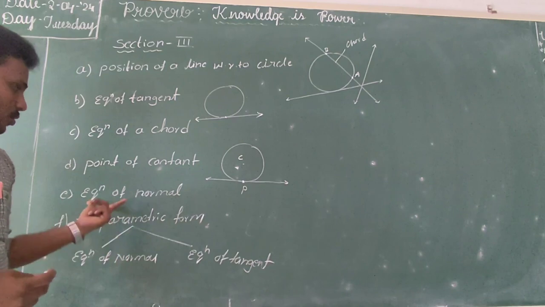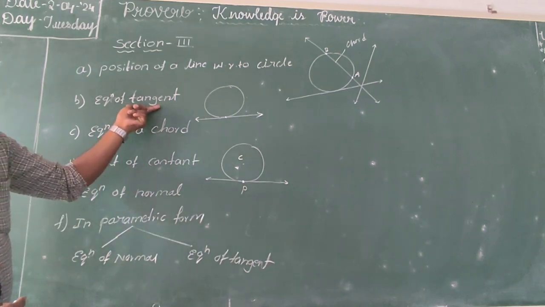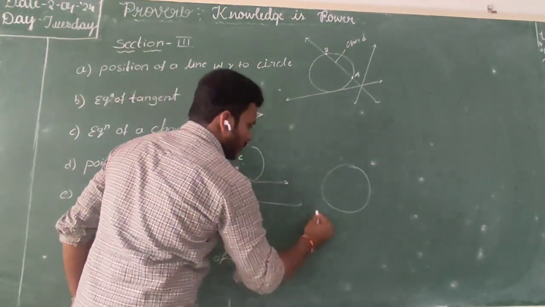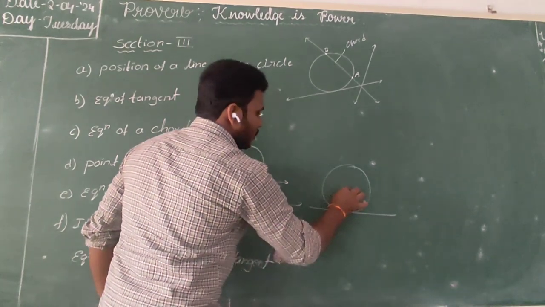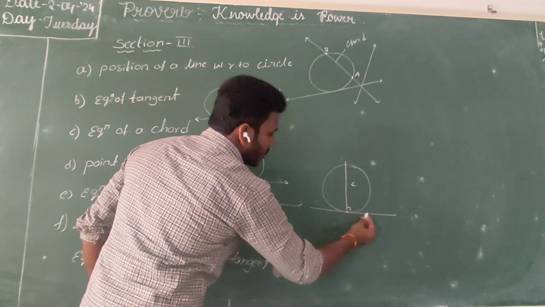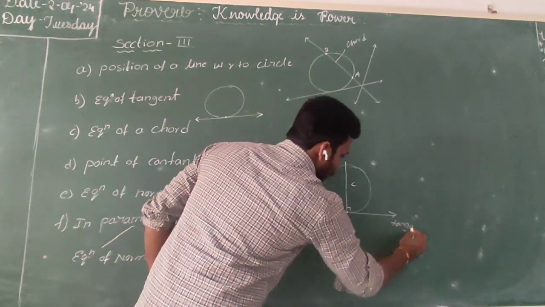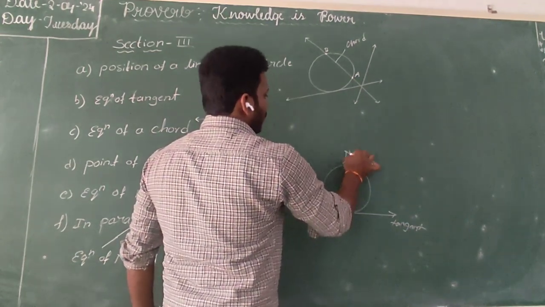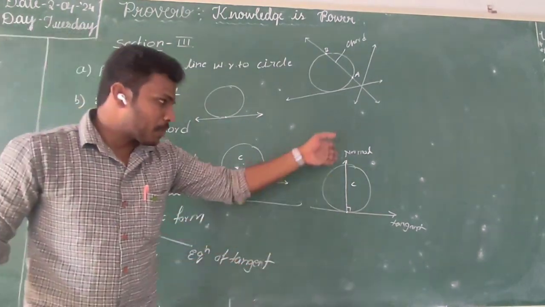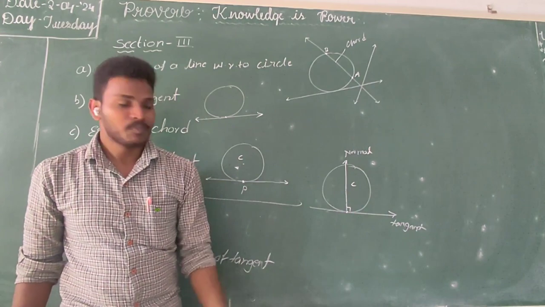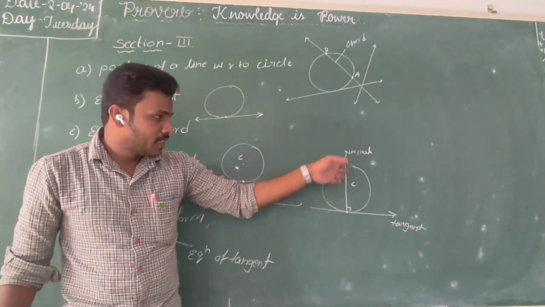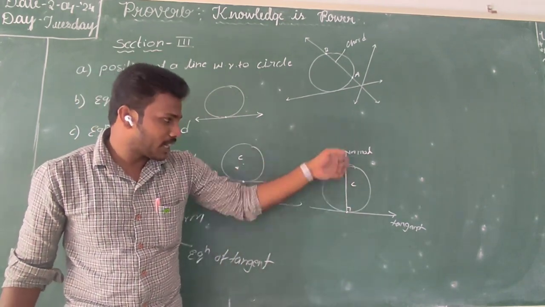Next, equation of normal. So already we know the tangent. How to find the normal? For the normal, if a circle has a tangent, the normal means definitely the line passes through the center and which is perpendicular to the tangent. So this is the tangent to the circle. This is the normal to the tangent. So we need to find just the perpendicular line to the tangent. We know how to find the tangent equation here. From that, we need to find the normal. So normal means the perpendicular line equation.